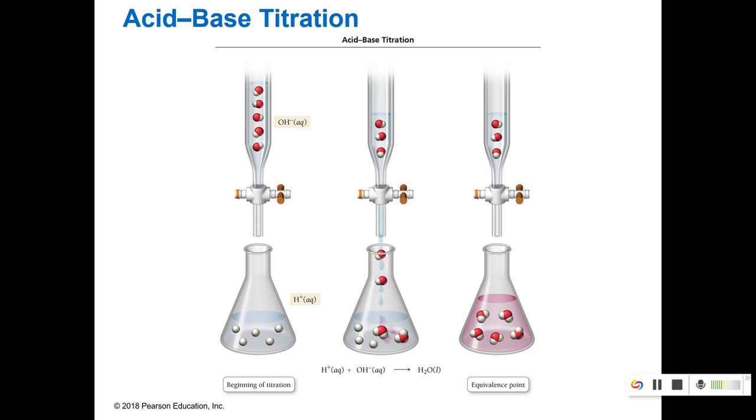So here it's showing you a titration. Sorry, my dog decided he needed to get in and out of his crate. We've got the burette here, the top piece. We've got hydroxide in the burette, and we're dropping it into the acid. The more hydroxide we drop in, some pink starts to form. You can see that there.